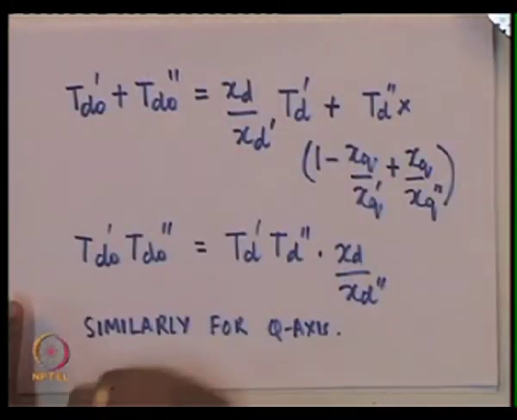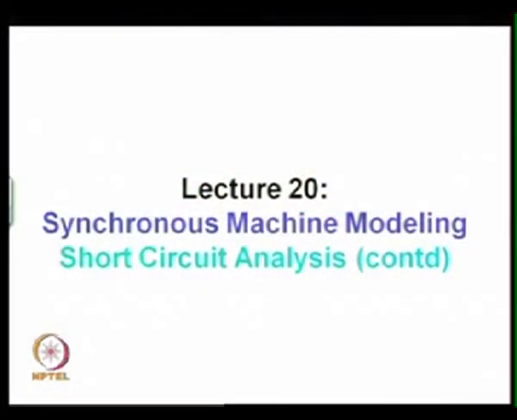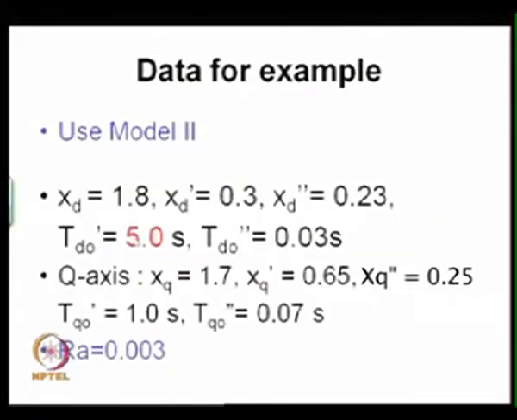The data for this generator, I'll just show it to you on a slide. The data is given in this slide. We'll be using model 2 of course, and TD0 dash will of course take 5 seconds, not 8 seconds as given before.